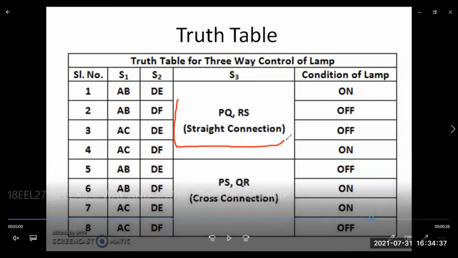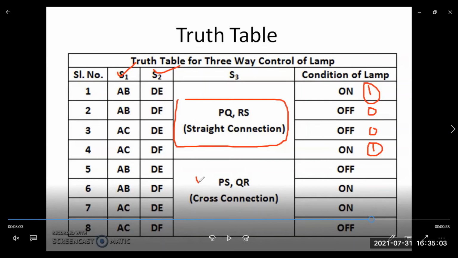For the straight connection, you know that PQ and RS are under contact, under connection. So you have to vary S1 and S2. See, A, B, D: the bulb is at on condition. Likewise, A, B, and DF: the bulb is at off condition. Then AC and D: the bulb is at off condition. Likewise, AC and DF: the bulb is at on condition. On condition you can make out by using logic 1 and logic 0.